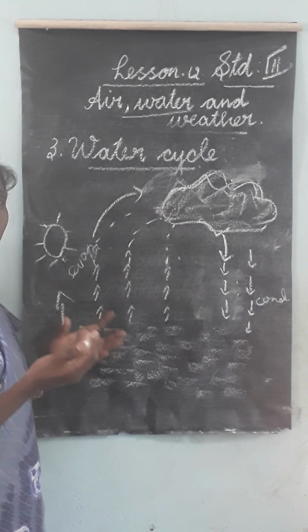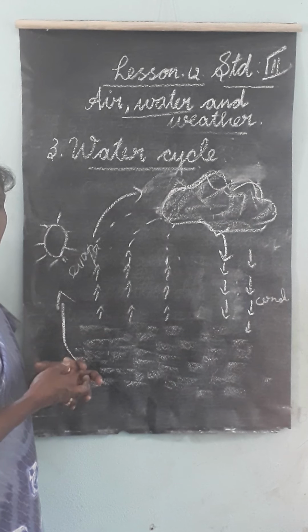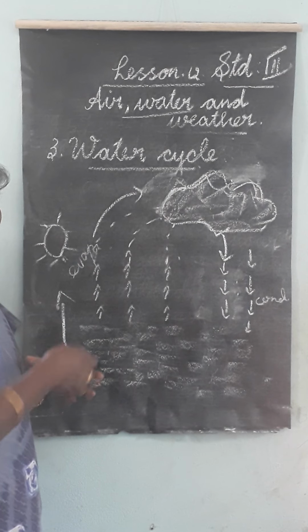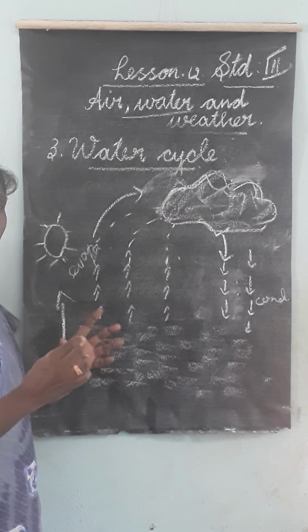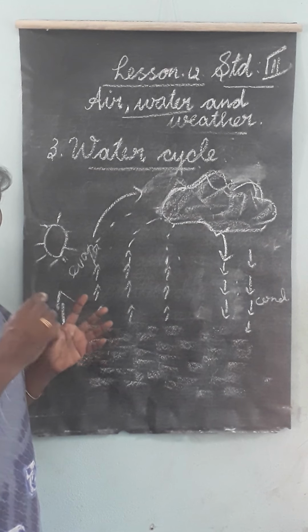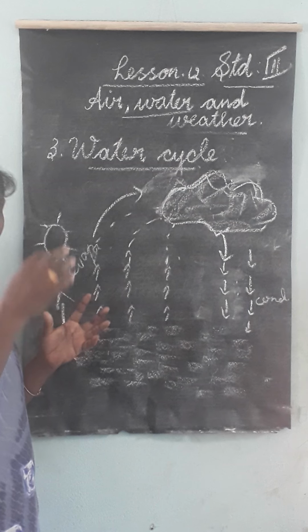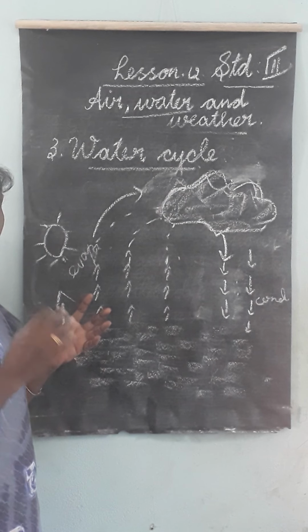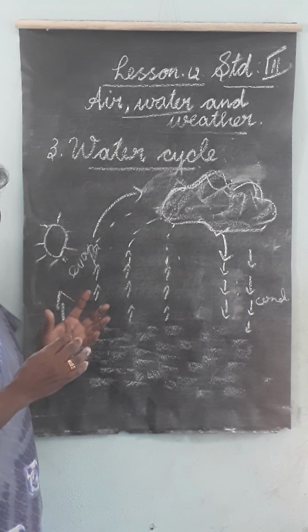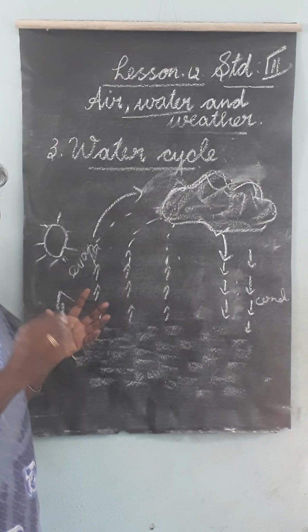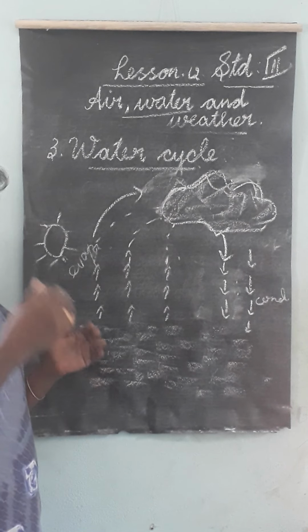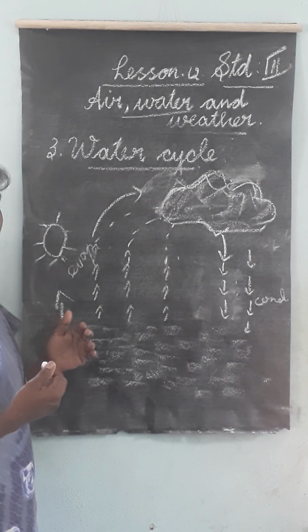These tiny water droplets mix with dust and other things to form clouds. Inside the clouds, the tiny water droplets join to form big drops. When water drops in the clouds become too heavy to remain in the air, they fall down as rain. In places that are very cold, the water drops freeze into ice and come down as snow. This rainwater or snow fills the seas, rivers, ponds and lakes, and the cycle continues.